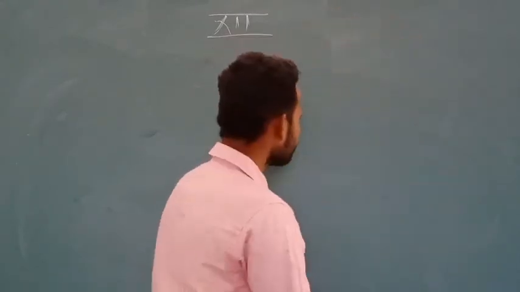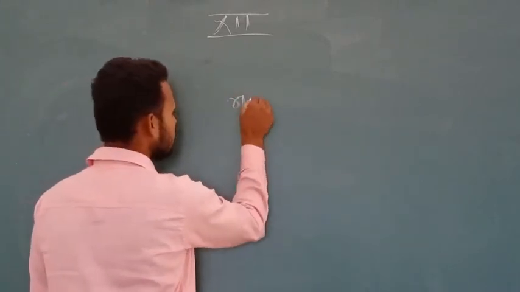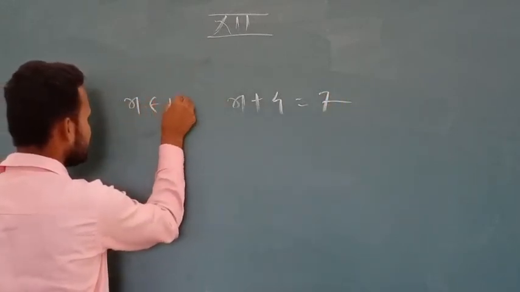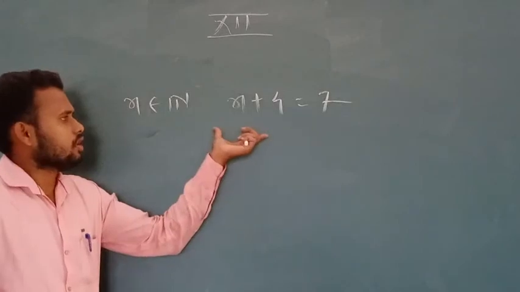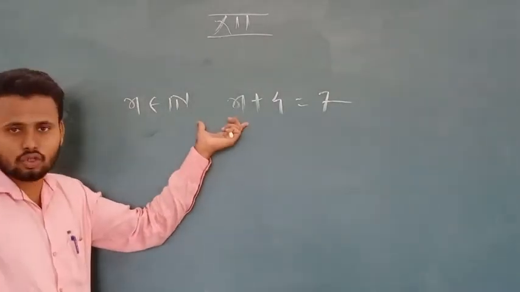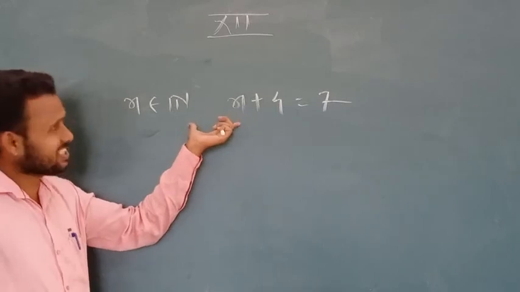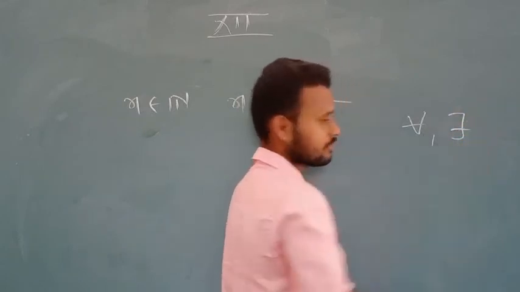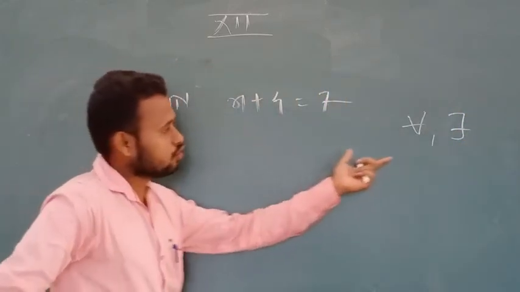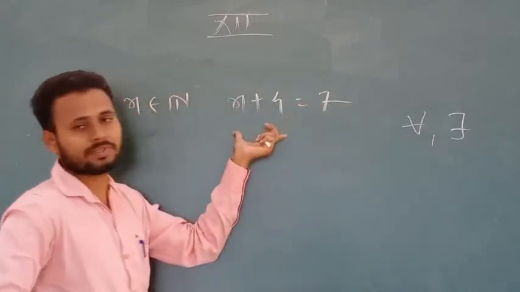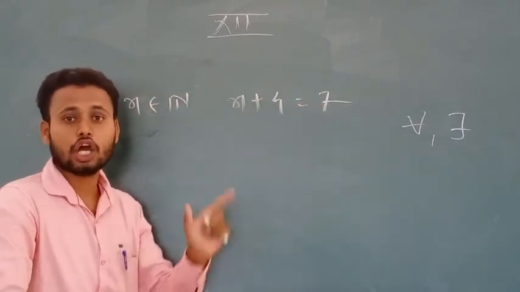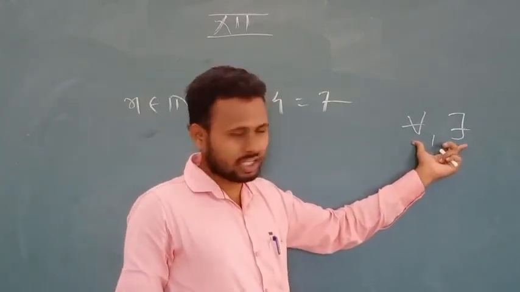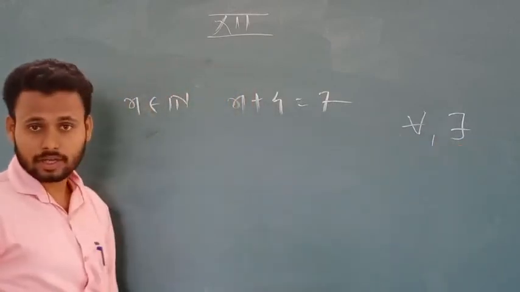For example, suppose x plus 4 is equal to 7. Here x belongs to the natural numbers. This is an open sentence, not a statement. Now in that open sentence, if we use quantifiers, there are two quantifiers: for all, and there exists. If we use one of these quantifiers, then this open sentence becomes a statement, and that statement is called a quantified statement. We are going to use any one of these two quantifiers. Let us see which quantifier can be used.